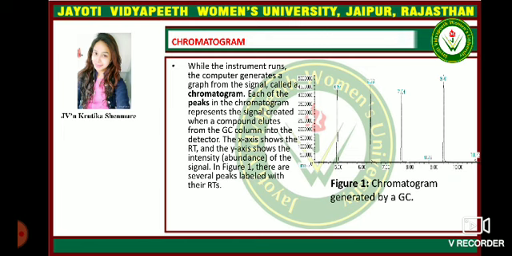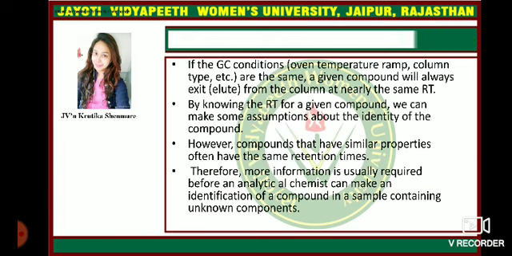Chromatogram. When the instrument runs, the computer generates a graph from the signal called a chromatogram. Each of the peaks in the chromatogram represents a signal created when the compound elutes from the gas chromatography column into the detector. The x-axis shows the retention time (RT) and the y-axis shows the intensity of the signal. In Figure 1, there are different peaks labeled with their retention times.